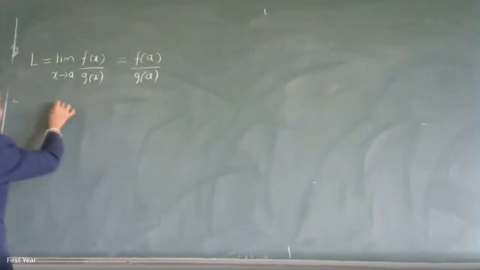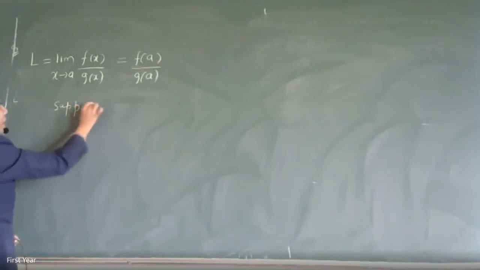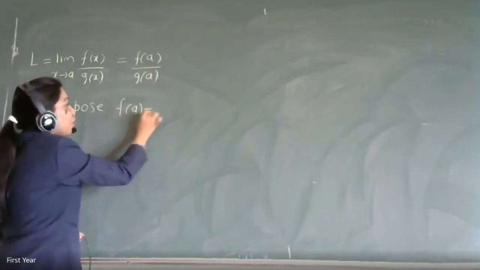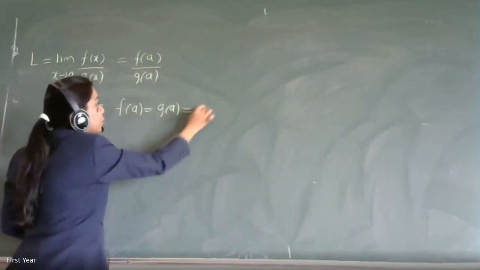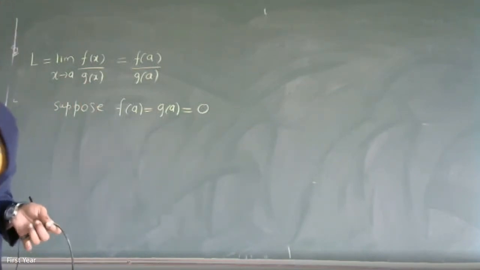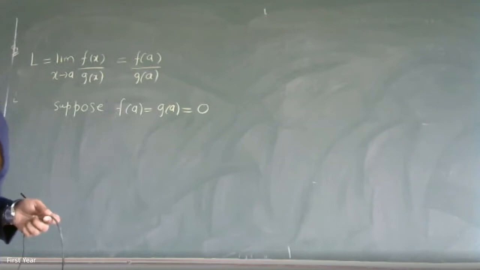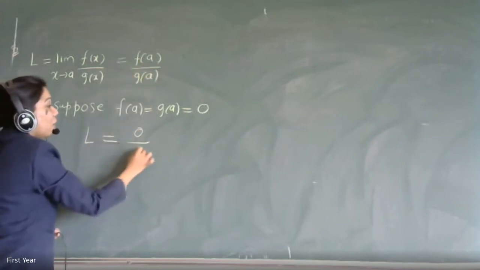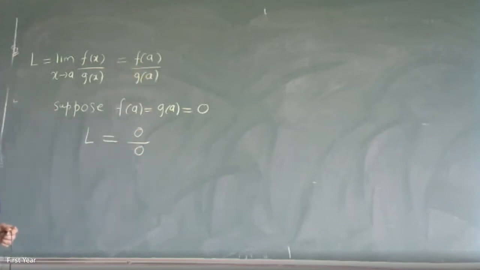But suppose, what is the meaning of indeterminate form? Suppose f of a as well as g of a, both of them are 0. If f of a and g of a both become 0, then what is the value of the limit? Here f of a is 0 as well as g of a is 0. Correct? Then what's the answer?